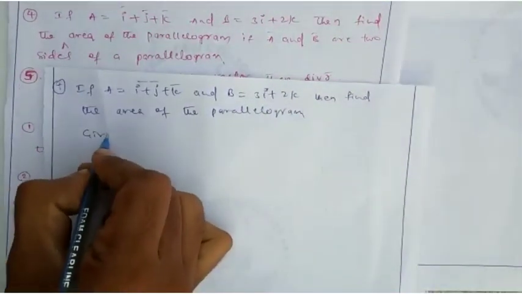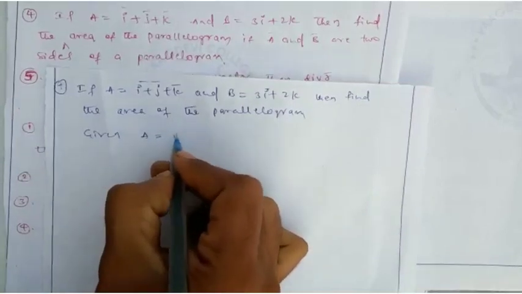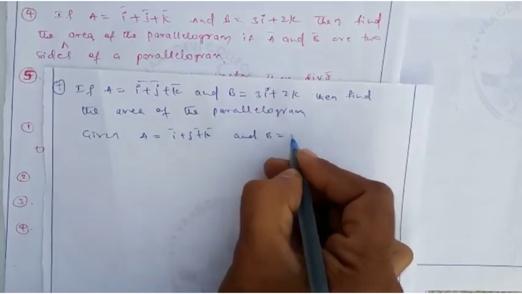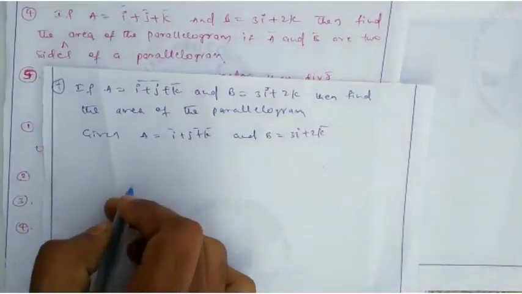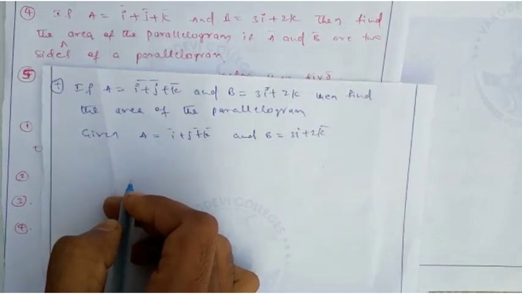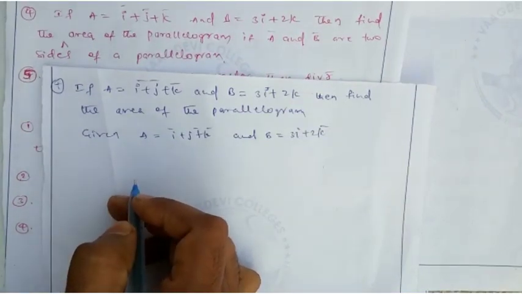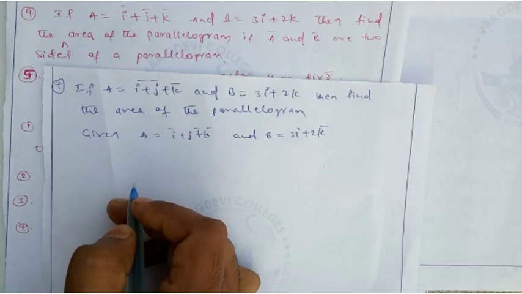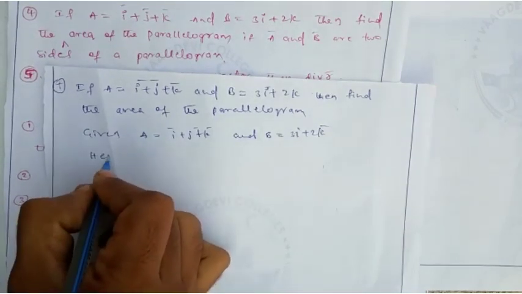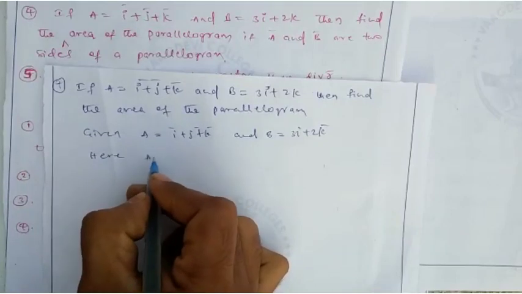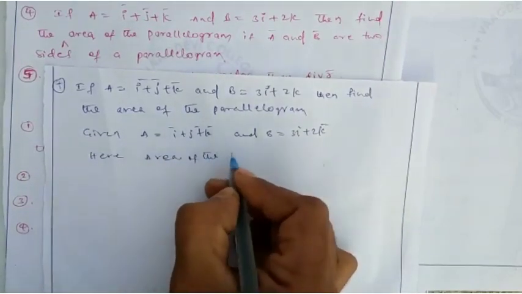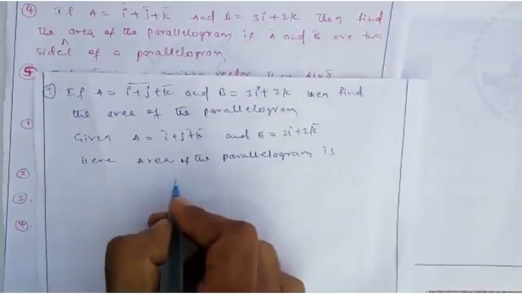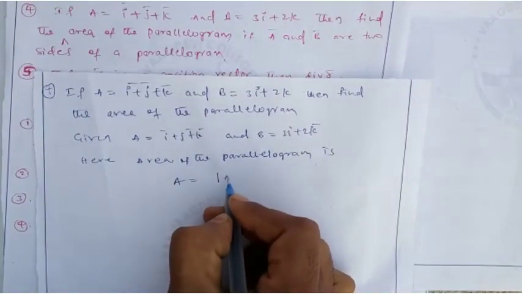Here given that A is equal to i bar plus j bar plus k bar, and B is equal to 3i bar plus 2k bar. A and B are the sides of a parallelogram. Here it is given in the question also. So A and B are two adjacent sides of the parallelogram, so we need to find the area of the parallelogram. Here we have a direct formula. Area of the parallelogram is equal to modulus of A cross B.